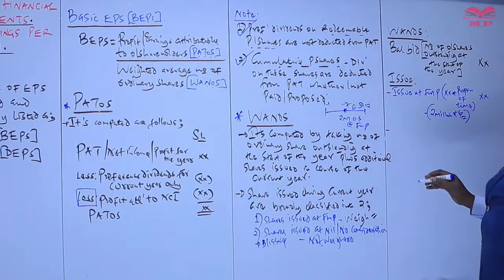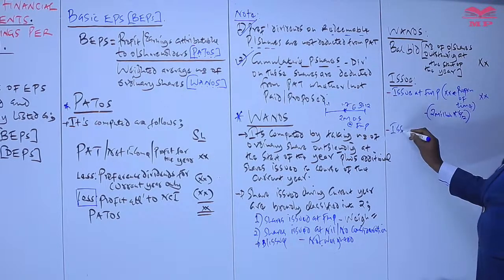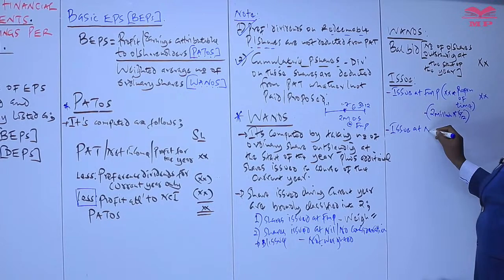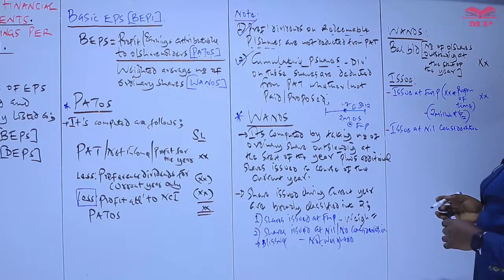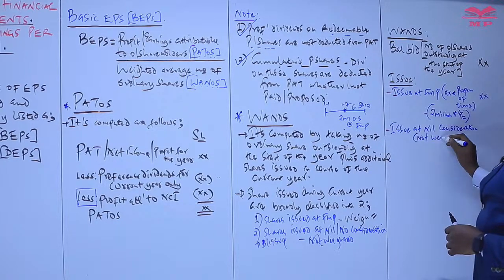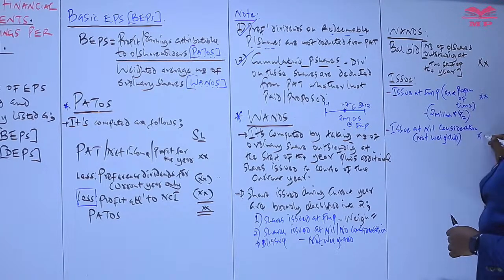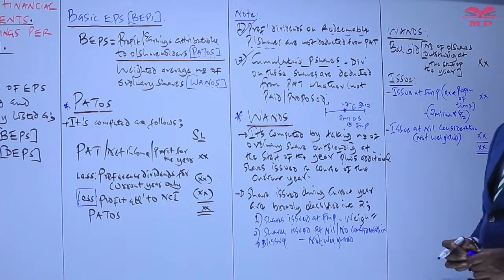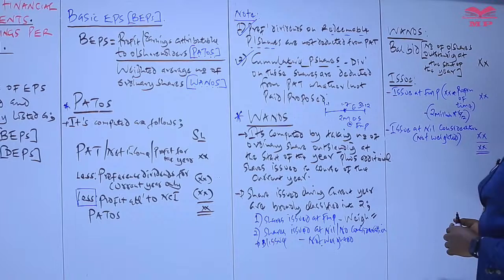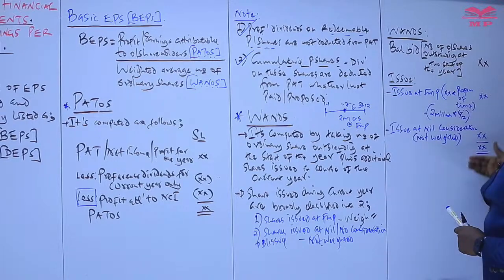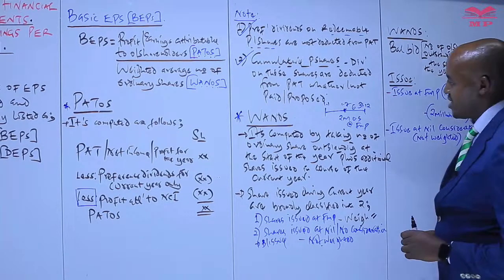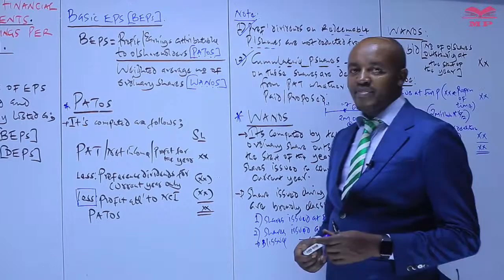These particular shares are not weighted on time basis. So we have issue at nil consideration, and basically what we are saying is that these shares are not weighted on time basis. In other terms, you don't multiply them with a proportion of time they were held during that year. So basically by doing that, we get something called the weighted average number of ordinary shares.